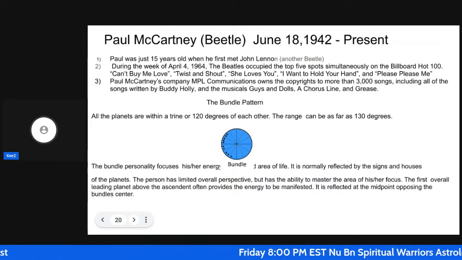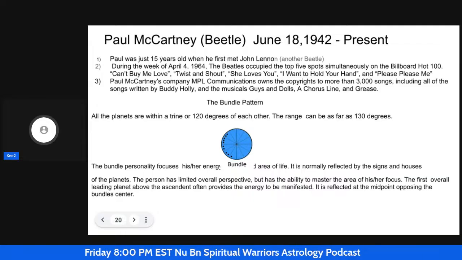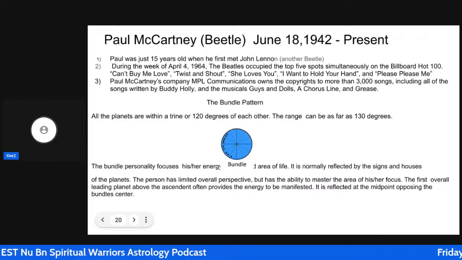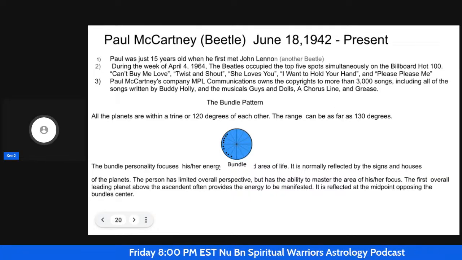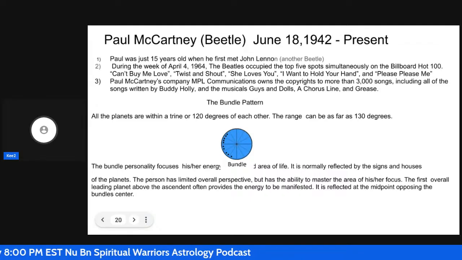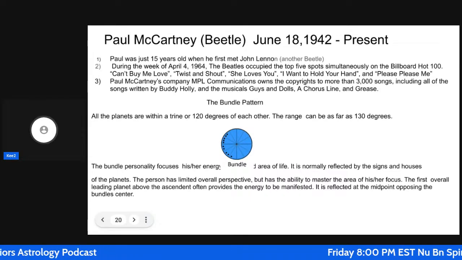The bundle. All the planets are within a trine or 120 degrees of each other. The range can be as far as 130 degrees. The bundle's personality focuses his or her energy in certain areas of life. It is normally reflected by the sign and the house of the planets.